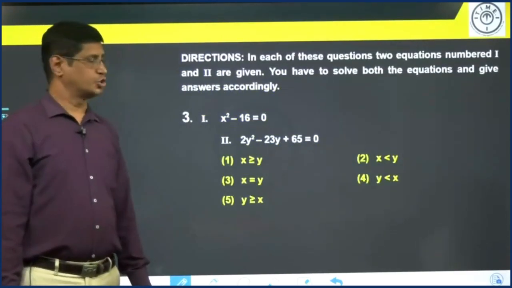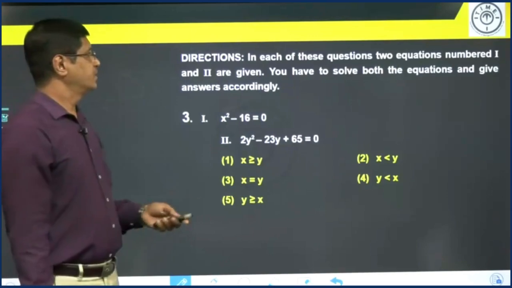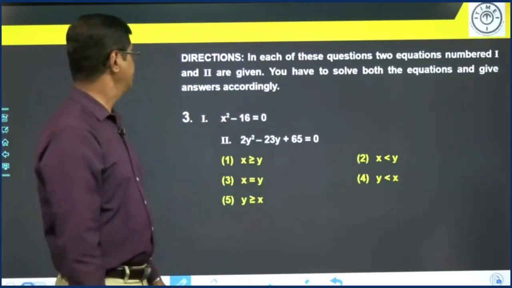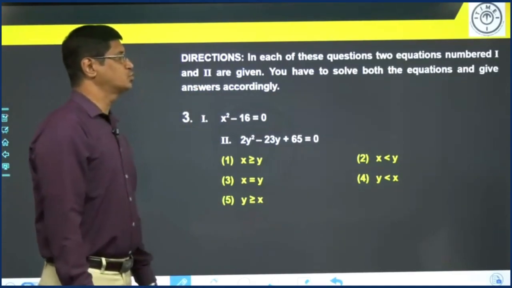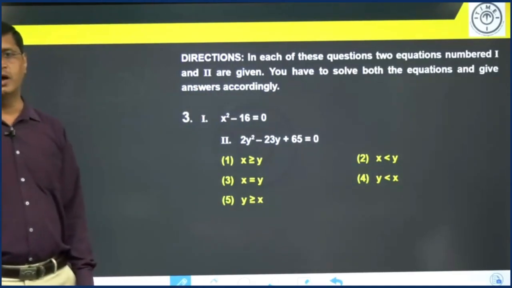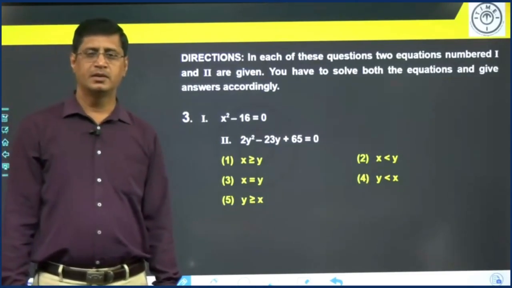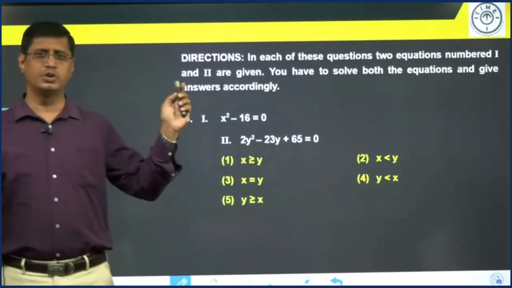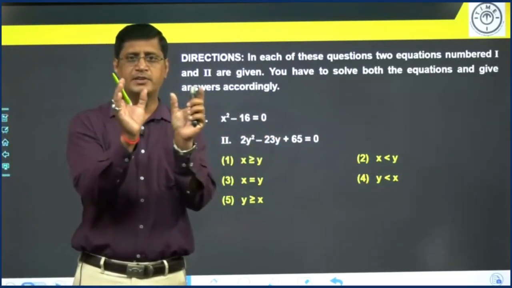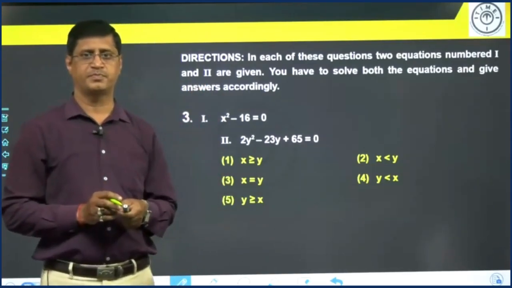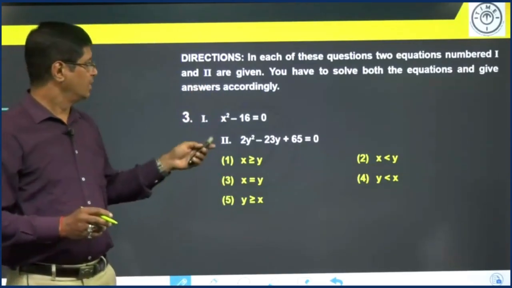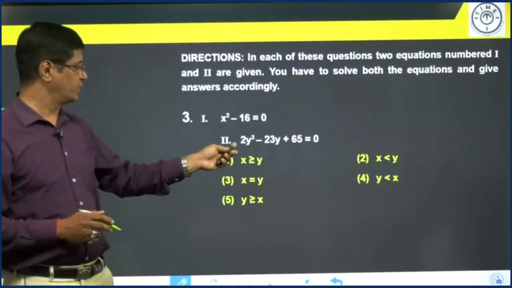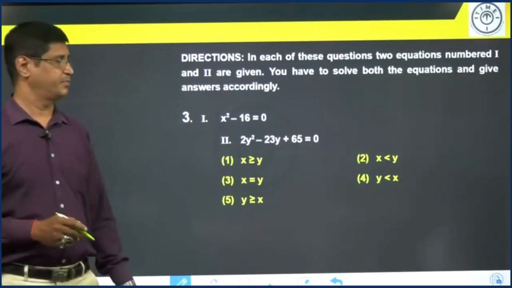Now, next question. Here directions are given. In each of these questions, two equations numbered 1 and 2 are given. You have to solve both the equations and give answers accordingly. Find out the roots for these two equations independently and compare the roots of these two quadratic equations. Now we apply the previous concept, that is, by using the factors, we will find the roots for the first quadratic equation as well as the second one.